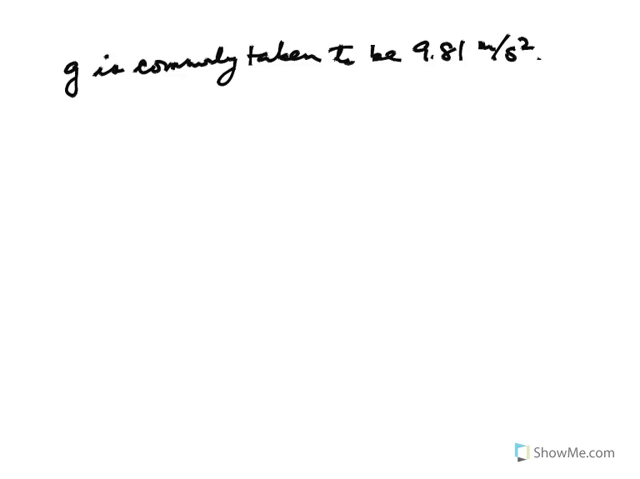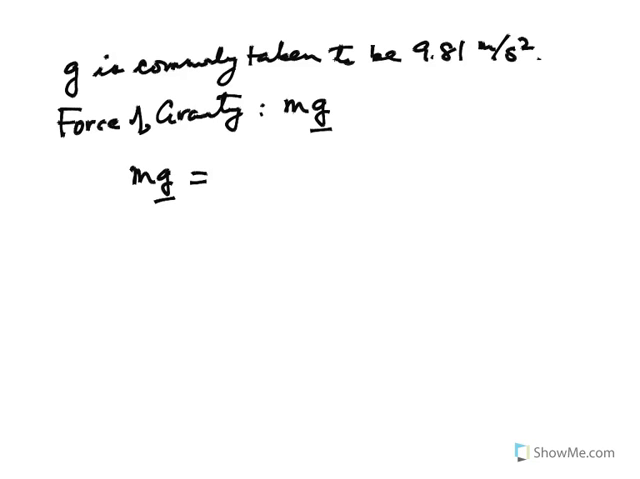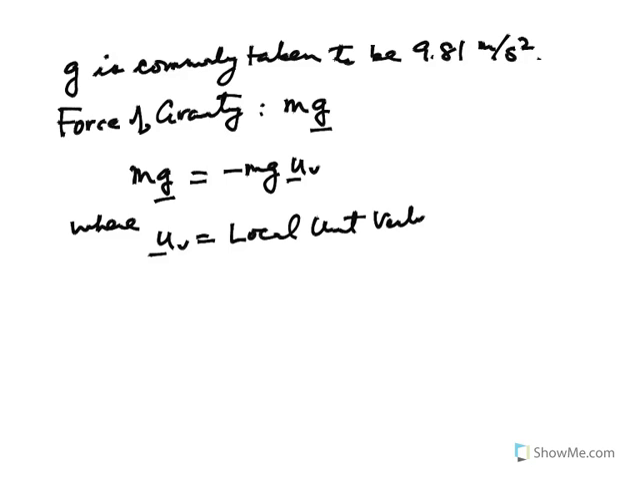So in summary here, the force of gravity is an approximation, and we call this approximation mg. And mg has the form minus mg times uv, where uv is what's called the local unit vertical, and g is what's called the local acceleration due to gravity.